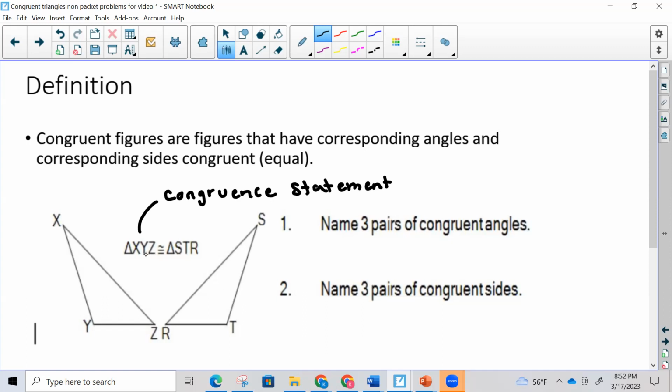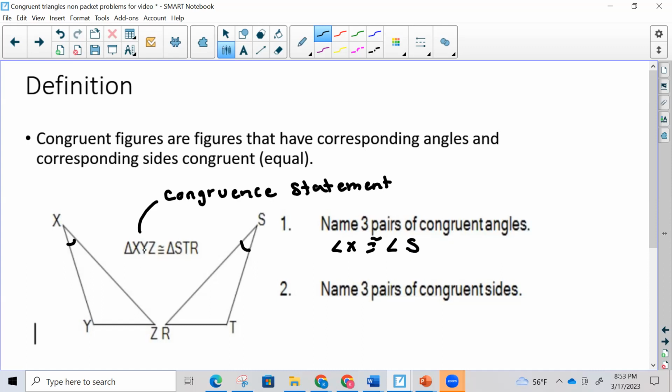And the order of these letters is really important because they tell me which angles are congruent and which sides are congruent. So because the first letter is X in this triangle and the first letter is S in the second triangle, we know that angle X is congruent to angle S. And I put the same number of arcs to show that they're congruent. And because they're triangles, there are going to be 3 angles in each one. So there are 3 pairs of congruent angles when we're talking about 2 congruent triangles.